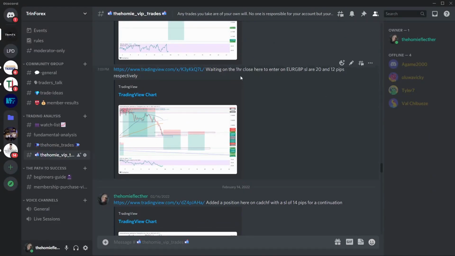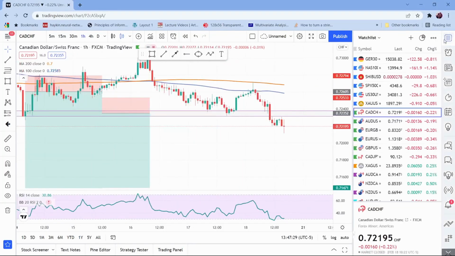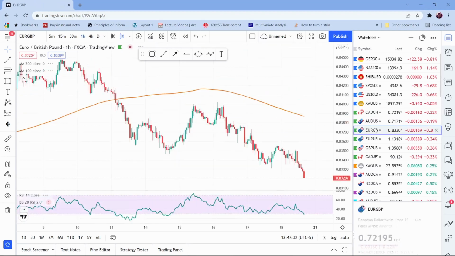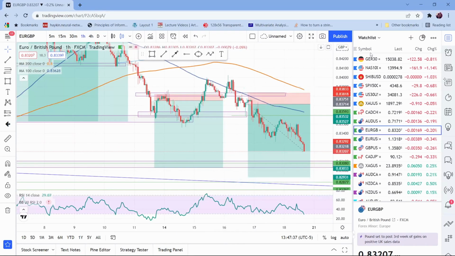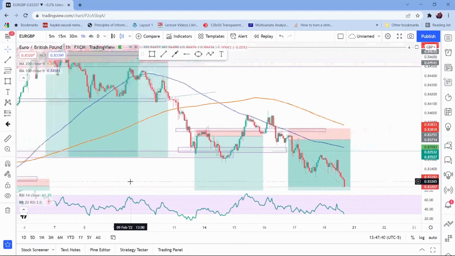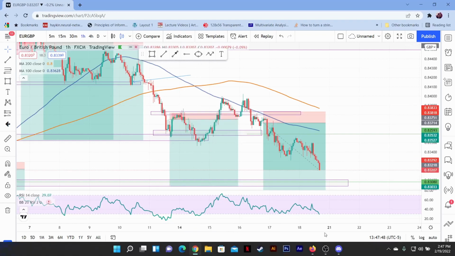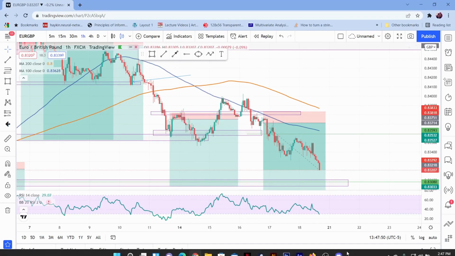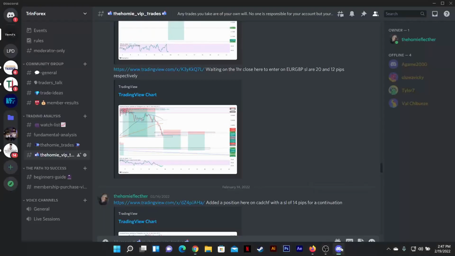And another one that we were looking at here in the VIP group was Euro GBP, stop loss 20 and 12 pips, right? So we did have some catalysts coming in for the GBP, I believe, and the Euro. I was looking for that price to actually continue pushing downwards. So as you can see here, this is one of the trades we were looking at. Price did come down a little bit, did wick out to the top here. I believe we exited close to the exit point.